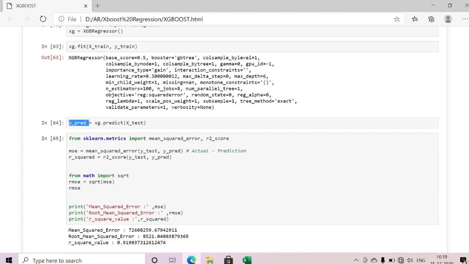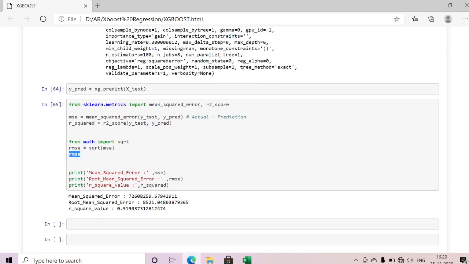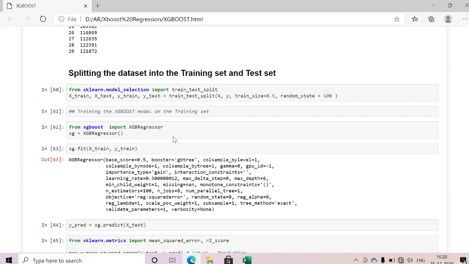Here, from sklearn metrics import mean squared error, r2 score. MSE equal to mean squared error. I'm passing the Y test and Y prediction. Here I got the MSE. R2 score, this is the method. I'm passing the Y test and Y prediction, and I got the R2 score. Similarly, if I want to get the RMSE, I just need to apply the square root to the MSE. I am applying one of the math functions from math import sqrt of MSE, and I will get the RMSE. I am displaying the MSE, RMSE, and R2 score. If you see here, 0.91 is my R2 value. That means I got 91 percent efficiency by using this XGBoost regressor.